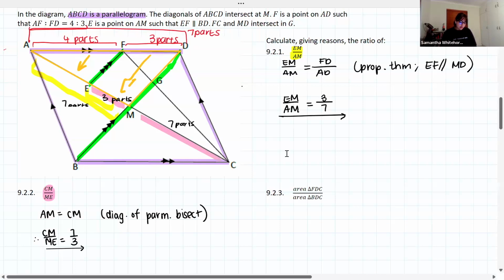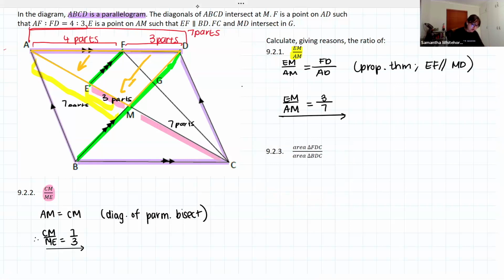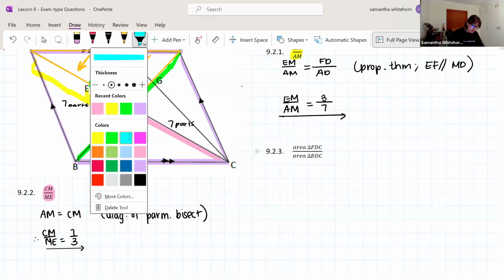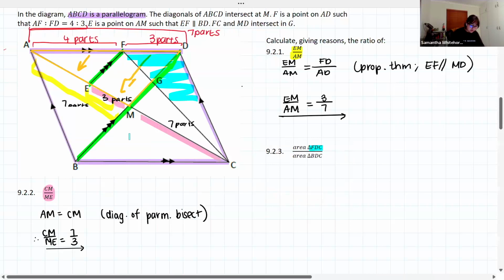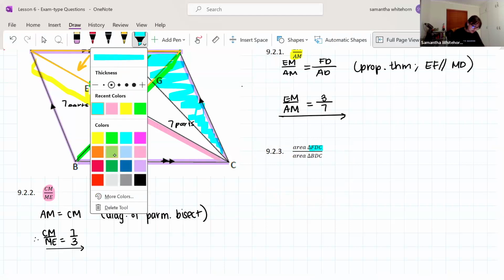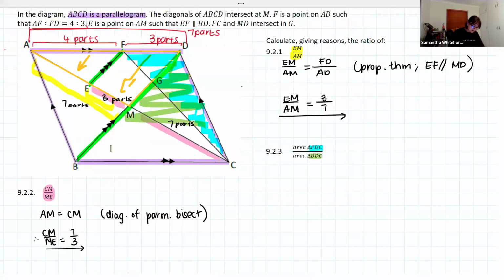So 9.2.3 is asking areas. I'm just going to split up so we've got some space. The area of triangle FDC to the area of triangle BDC. We're going to have a lot of colors going on, but we're just going to work with it. So FDC is this long skinny triangle down the side of my diagram over here. And BDC is the much larger triangle in the darker green over there. So those are the two triangles whose areas I'm comparing.